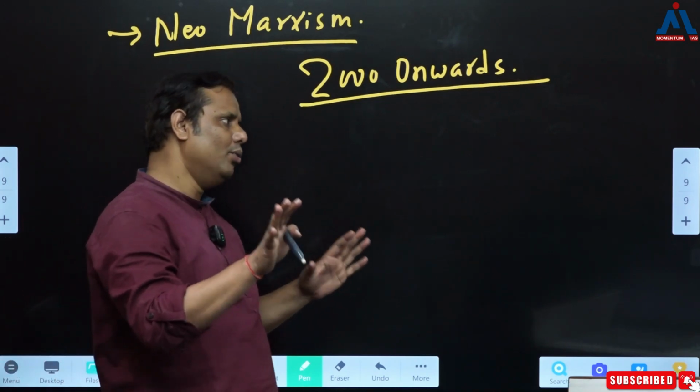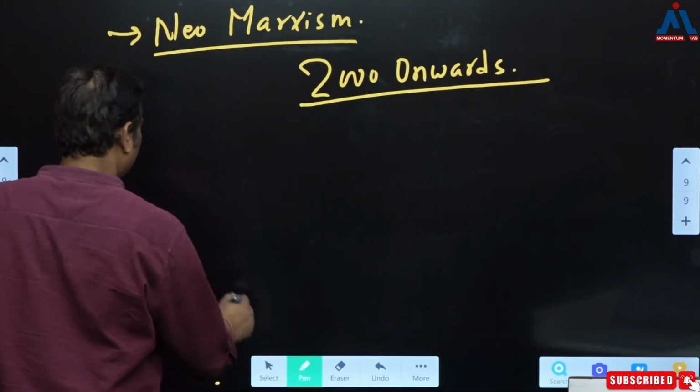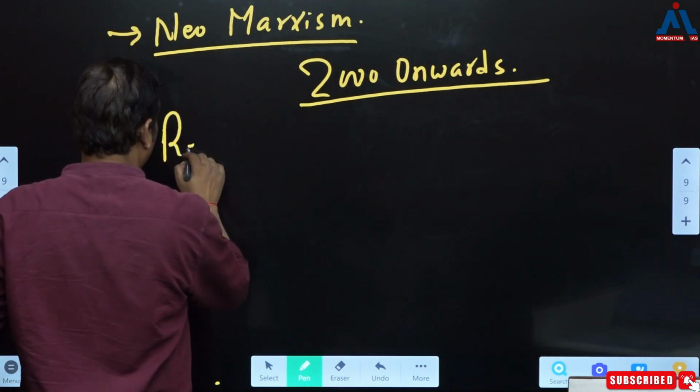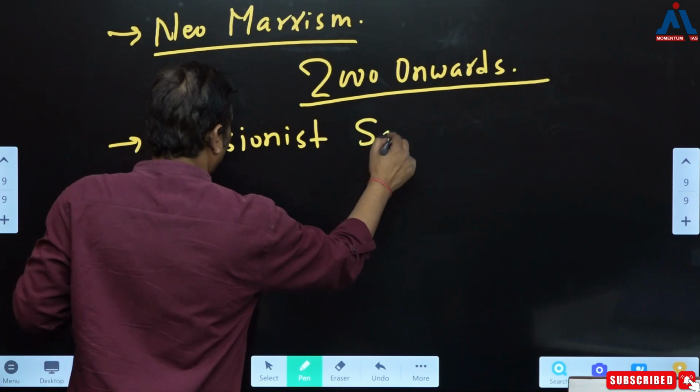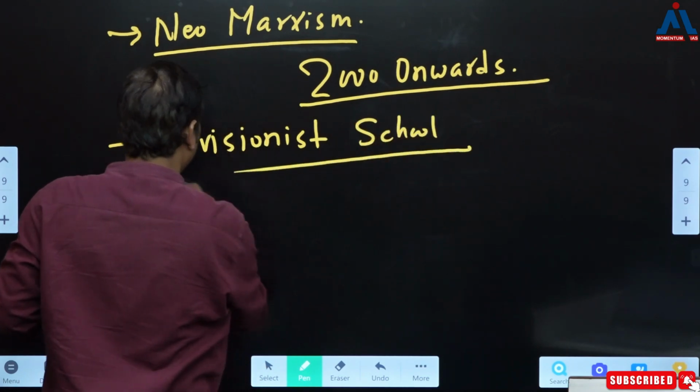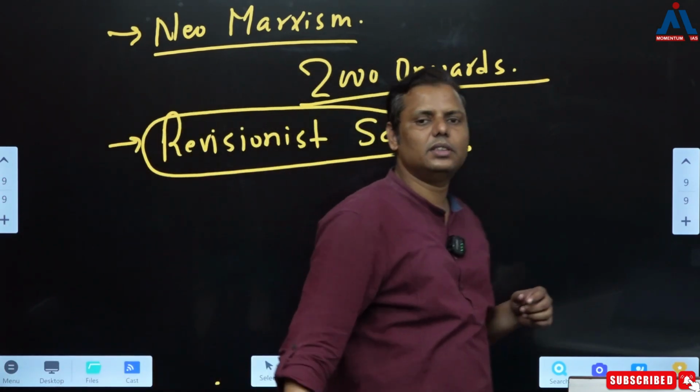And that's how a new school, what is important for you, and that you should keep in mind, that is important. This is no school. Actually, all those people who are writing history with a very new perspective these days, that's called the revisionist school.